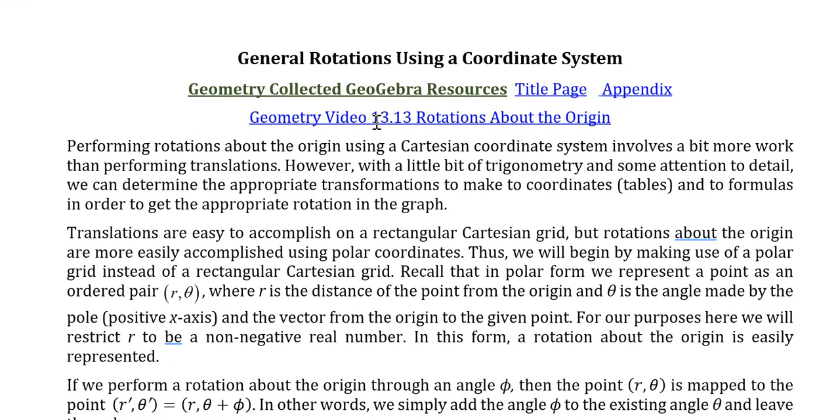In the next video, I'm going to use an older video where I derive the rotation about the origin by a general angle. It requires a little more trigonometry. So maybe it's a little more advanced than you would do in a high school geometry course, but you might do it in a high school trigonometry or pre-calculus course, and you can watch the video on that following this one.